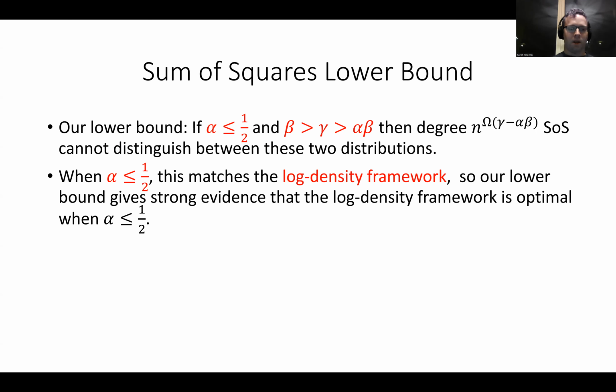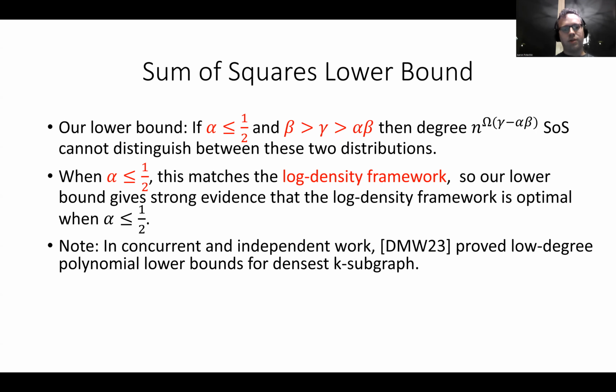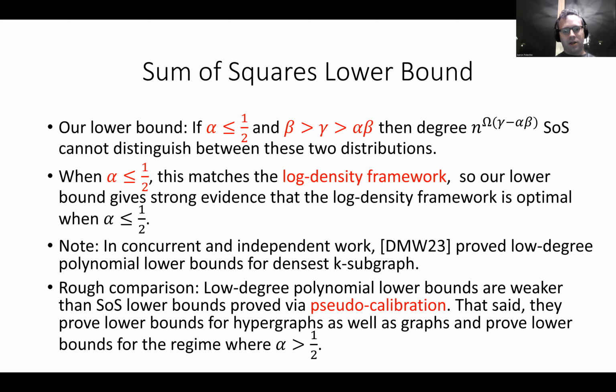So I should note that in concurrent and independent work, Dawan, Mao, and Wine proved low-degree polynomial lower bounds for densest k-subgraph. So here's a rough comparison between our bounds. Low-degree polynomial lower bounds are weaker than SOS lower bounds proved by pseudo-calibration, which our lower bound is. That said, they prove lower bounds for hypergraphs as well as graphs, and they prove lower bounds for the regime where alpha is bigger than 1/2.